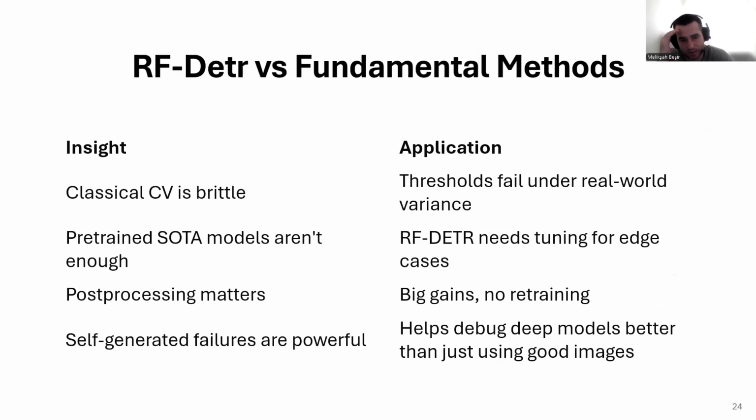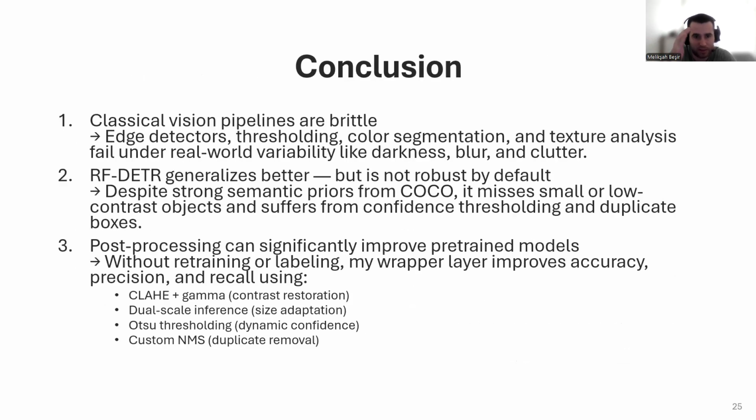So, classical computer vision approaches have brittle thresholds and fail on the real world, so they need fine tuning and need knowledge about the image. But RFDTR doesn't need knowledge about the image, but it fails on edge cases like dark images, blur, or low contrast. So classical vision pipelines are brittle. RFDTR generalizes better but is not robust by default. Post-processing can significantly improve the pre-trained models.